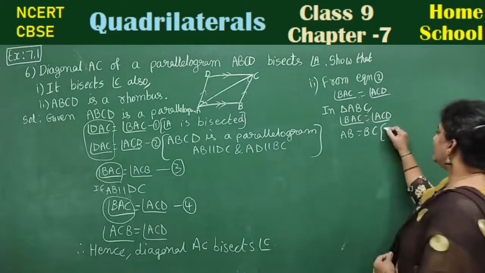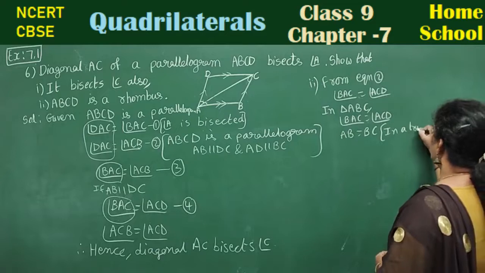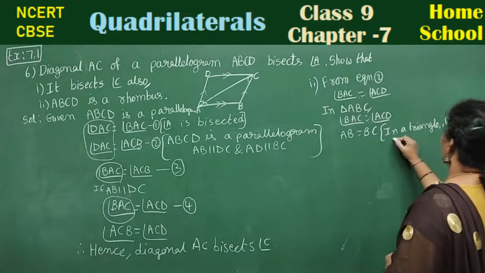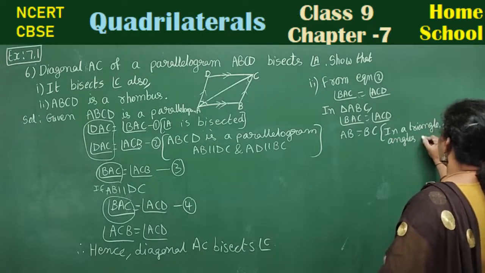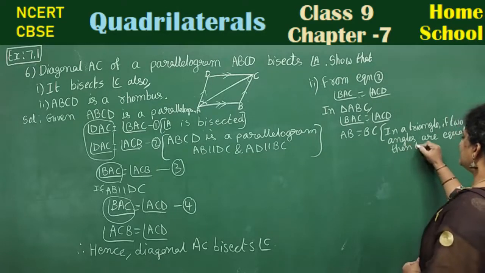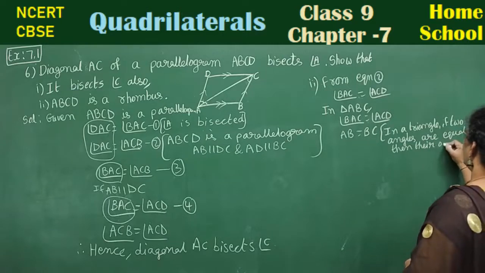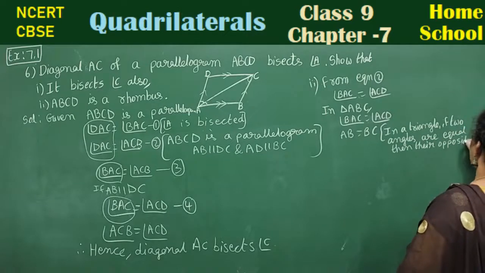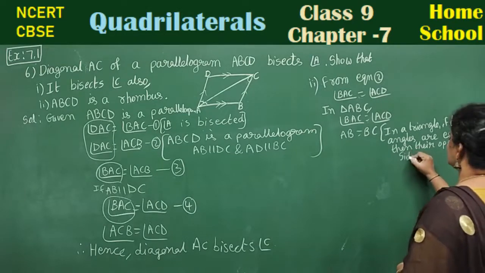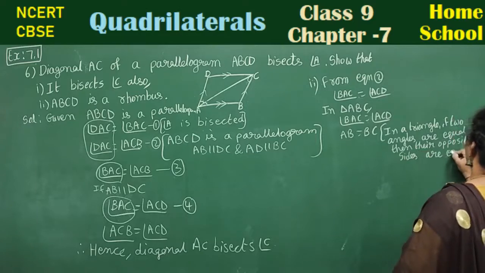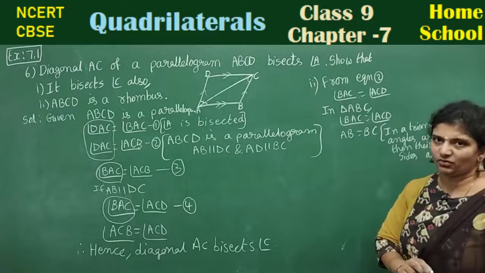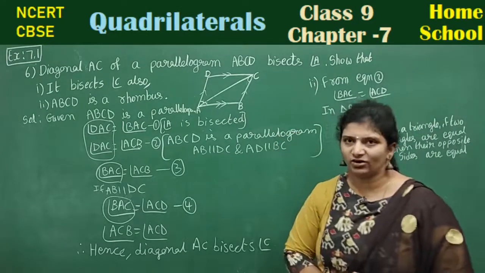How can we write it? In a triangle, if two angles are equal, then their opposite sides are equal. From this, what I can say here, if these two angles are equal, their opposite sides are equal. Now AB is equal to BC, I got.